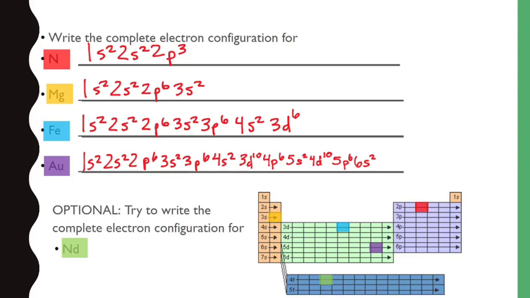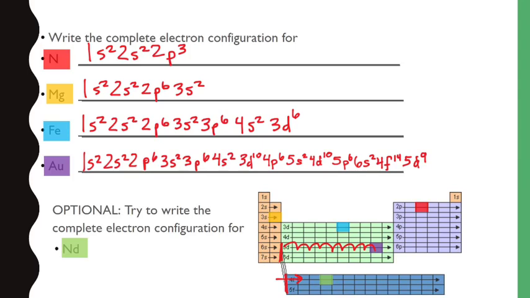Go 2 spaces. And this is where we've got to remember that we need to go through our f's, or really just the 4f. And there are 14 of them if we're going through all of them. And then we can finish up in the 5Ds. And in order to get to gold, we're not going through all 10 of them. We have to go through 9, stopping at the 2nd to last space.